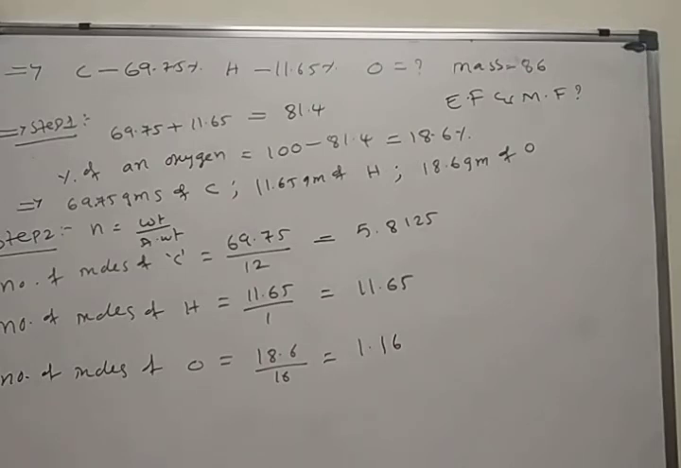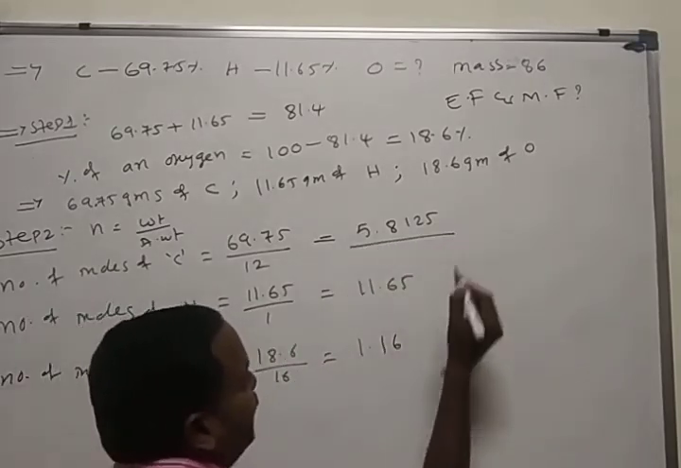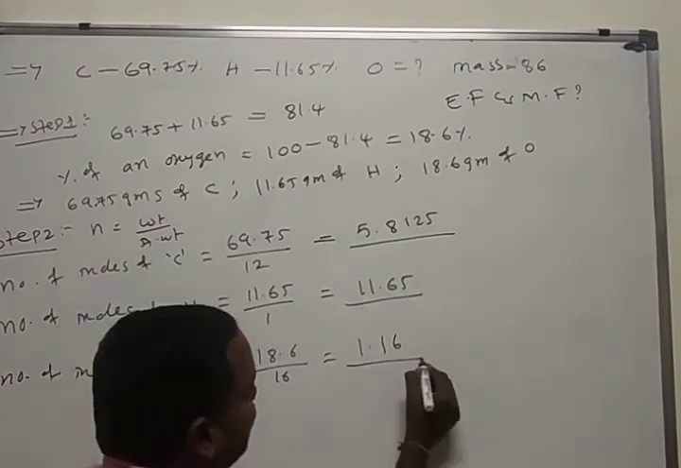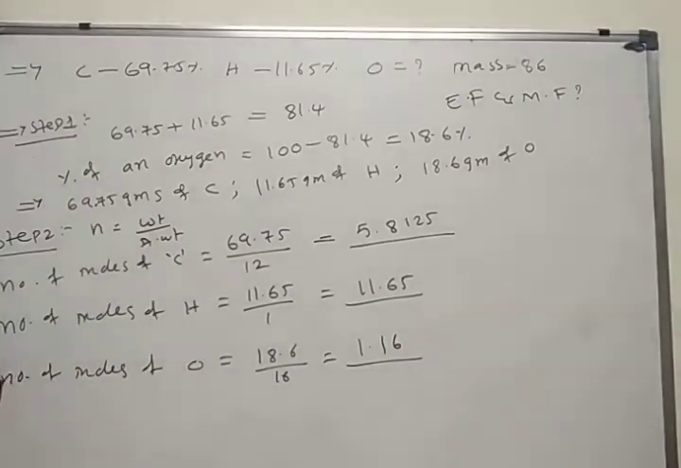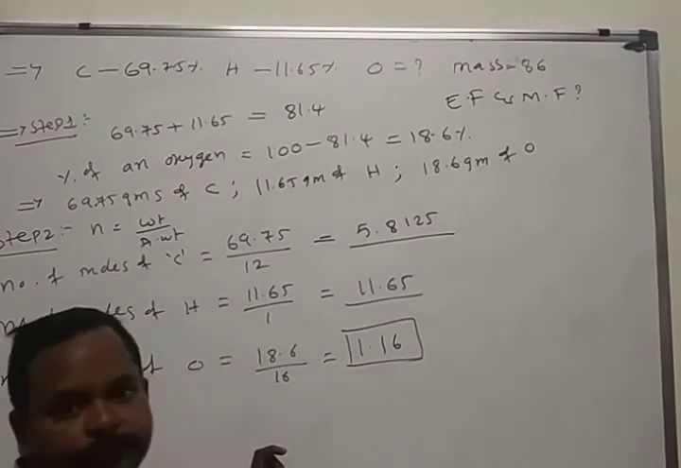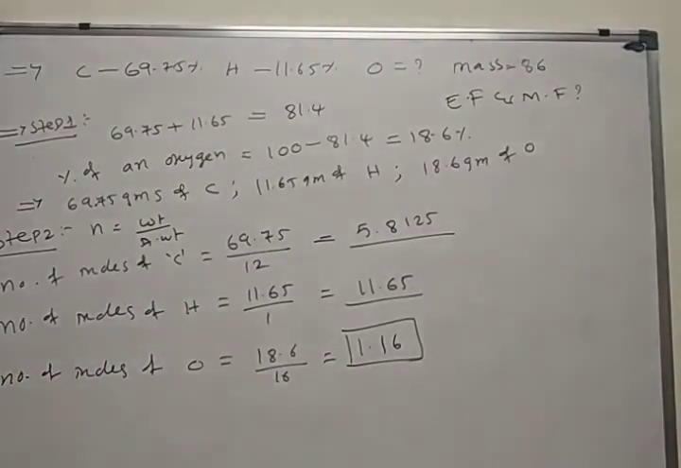Step 2 finishing now. We calculated the number of moles. Number of moles of carbon is 5.8, hydrogen is 11.6, oxygen is 1.16. Which is the least number? 1.16. Okay, here step 3.